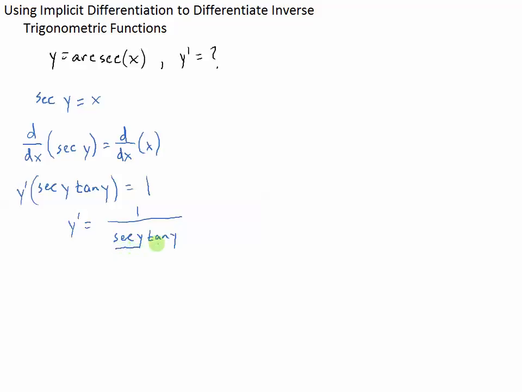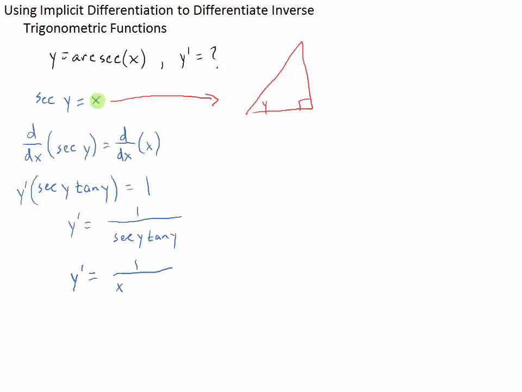Now I would like to be able to write secant of y and tangent of y in terms of x. So I need to do that by coming back up here to this statement. Secant of the angle y is x. Well, so that's this guy right here already. So I could go ahead in my next step down here and say y prime equals 1 over x times the tangent of y, which I still have to determine up here.